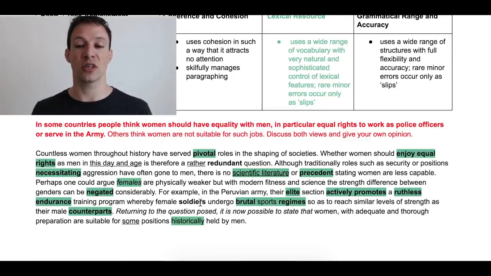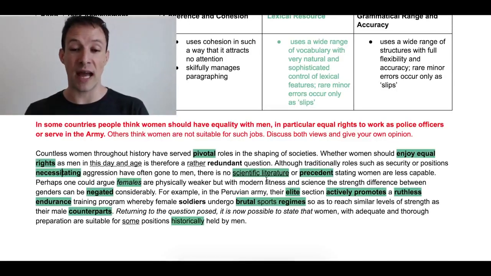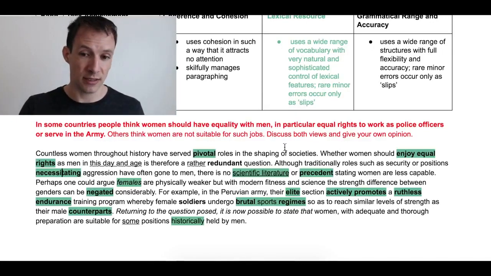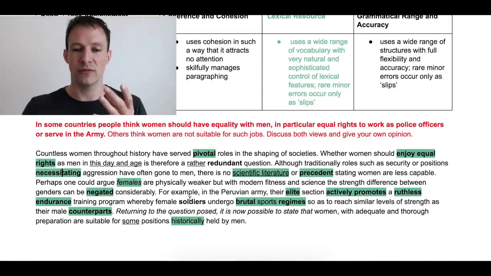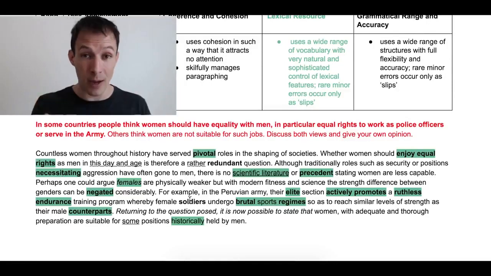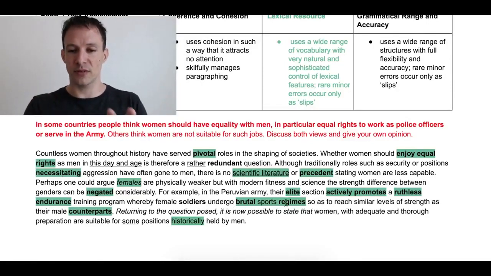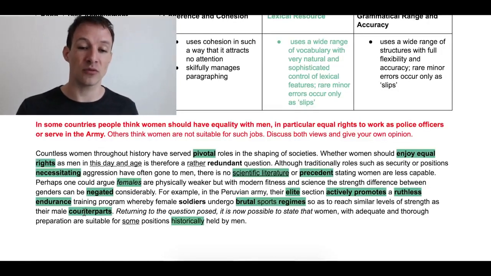Also, I go on to talk about sport and the army. So obviously, if I'm talking about the army, I could have used "the Peruvian military" instead of using "army." Okay, that would be one way I could have improved it. Also, I've used "soldiers," which is topic specific to the topic of army. Also, because I'm going into sports, I've used "sports regimes," "ruthless endurance program," and also I've used "counterparts."